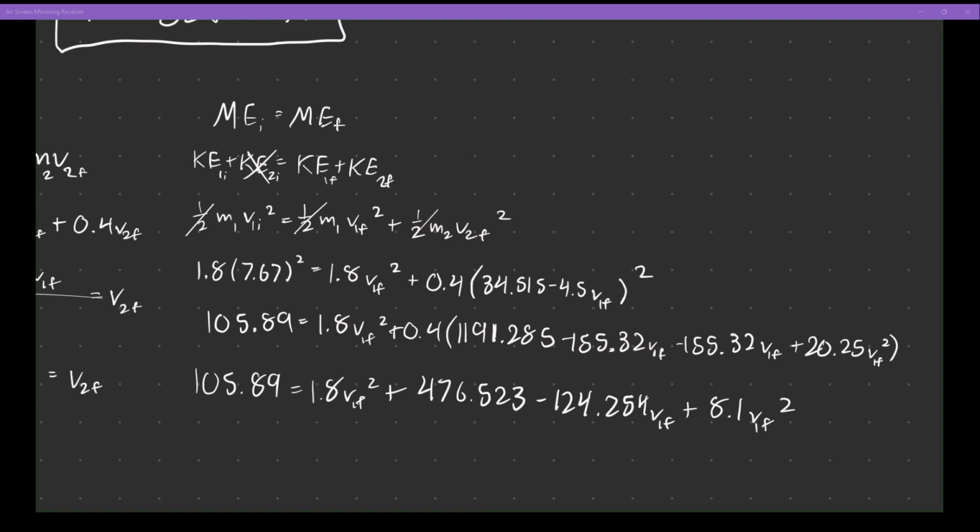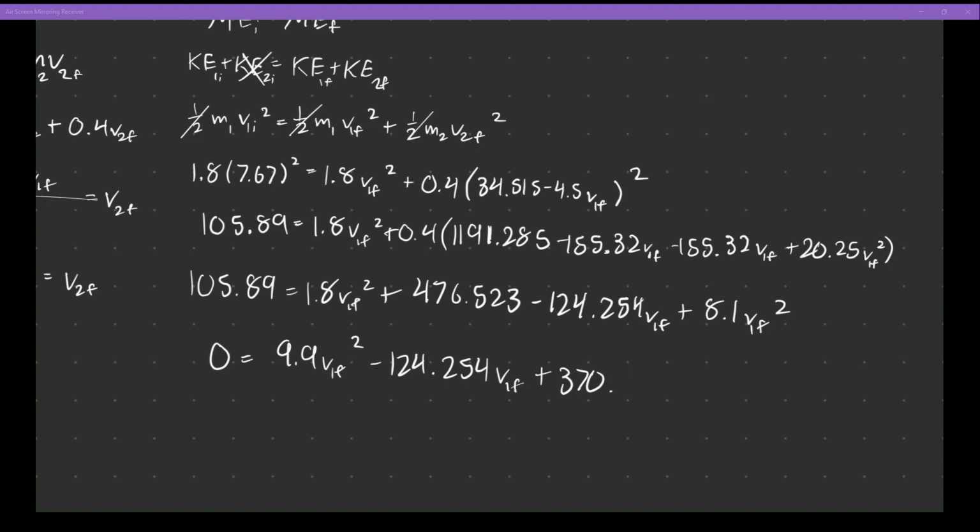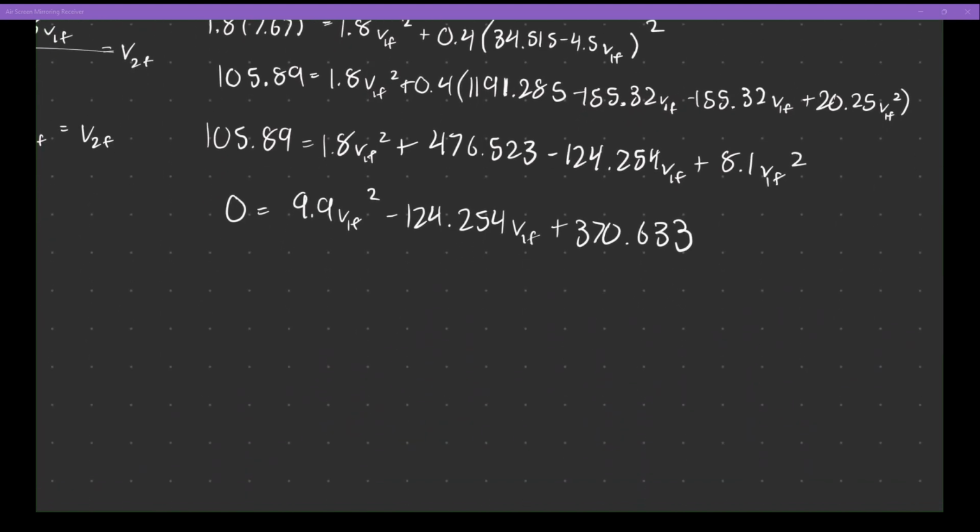And so now, again, I'm going to combine like terms. I'm going to move the 105 to the right side, so like this. Then combine like terms: 9.9 v1f squared minus 124.254 v1f plus, move it over, so this is 370.63. And so now I can use the quadratic formula to find v1f.